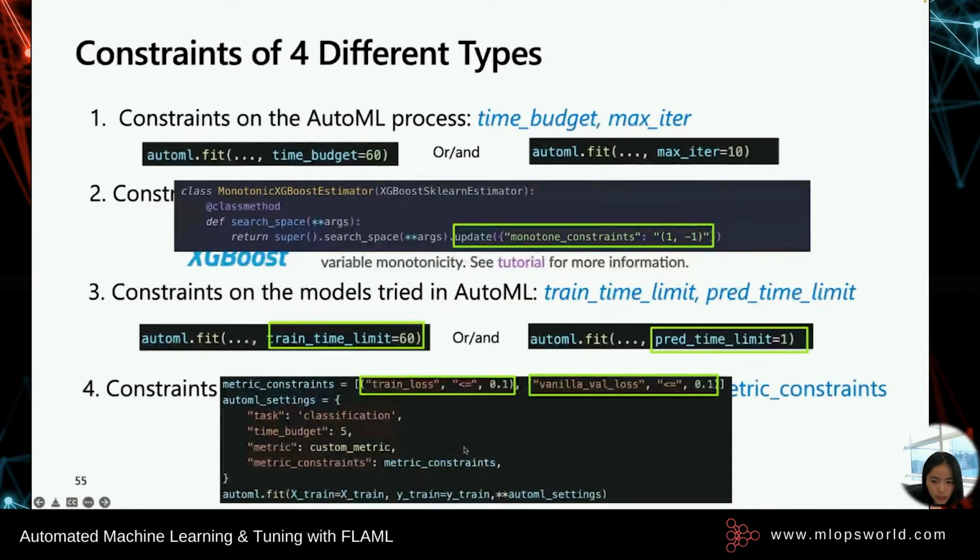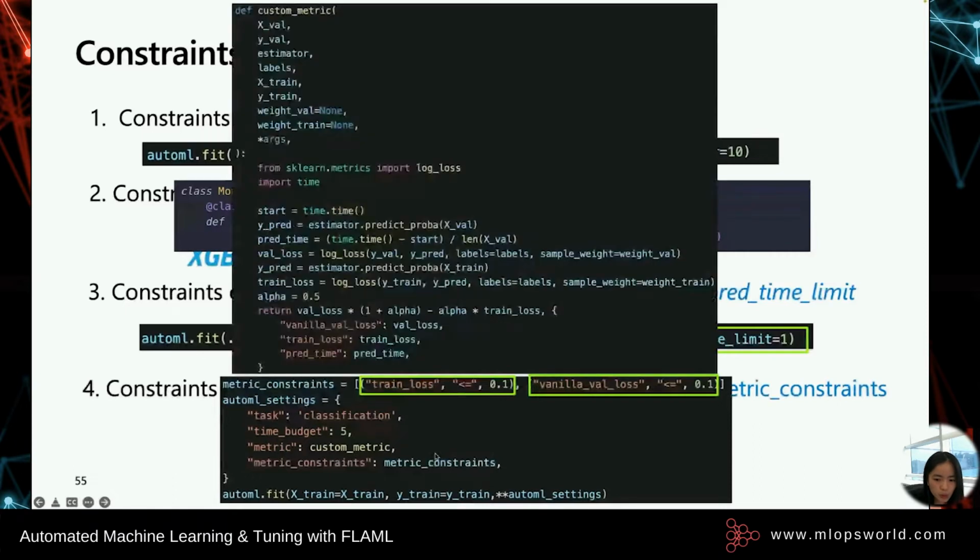In order to impose this type of constraint, you need to provide a custom metric function because we need a metric name. So in the custom metric function, you need to return the metric name you are trying to constrain. For example, because we are trying to constrain the train loss and the vanilla validation loss, you need to ensure that they are reported in the second element of the returned object of custom metric.